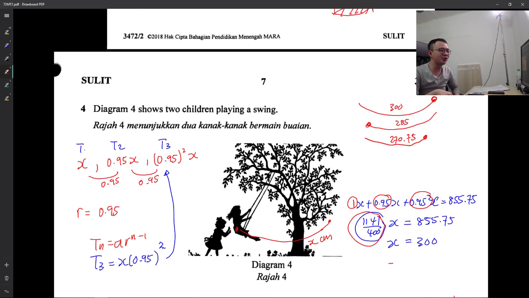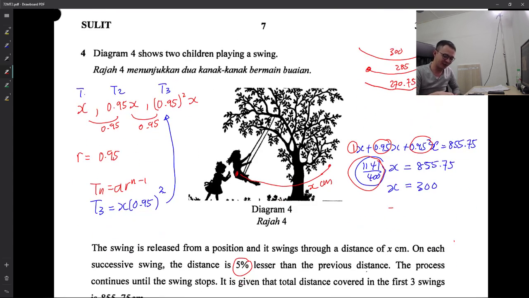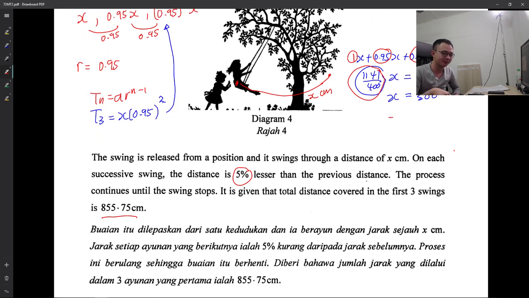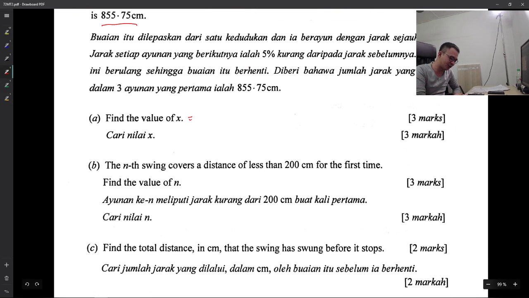I do not recommend you to use the Sn formula because you just make this equation harder. But if you want to use Sn, I guess you will still get the answer. Because this one, I just plus all together, it seems a bit easier. Alright, so I just done. I got x equals to 300.